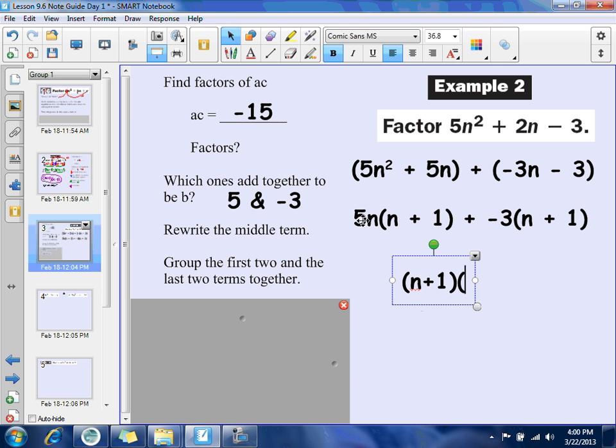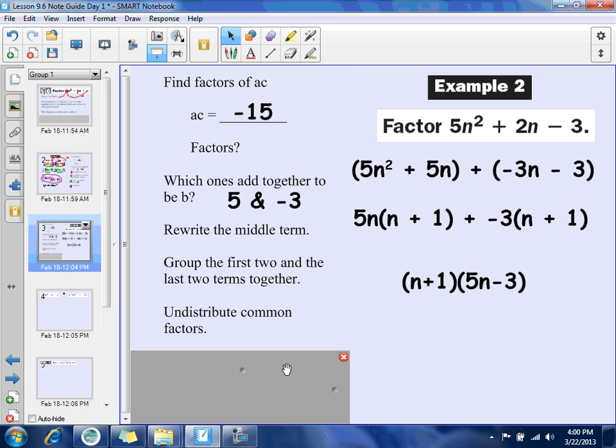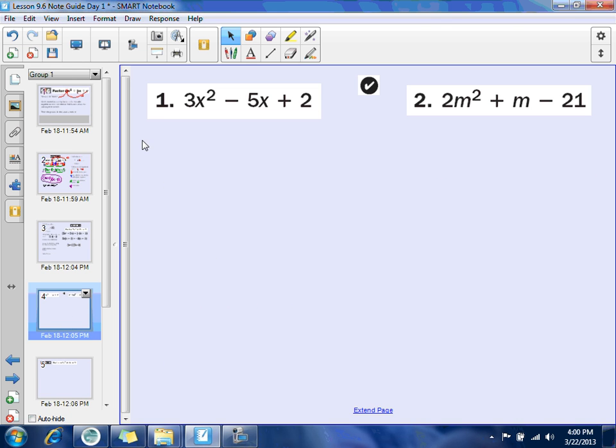And then the second factor is what's left over: 5n, and then plus negative 3, which is minus 3. That would be your final answer. I split the middle term, 5n plus negative 3n, grouped the first two and the last two, factored out from each of them, and then wrote down my magical factors. Ta-da! Let's check it out again.